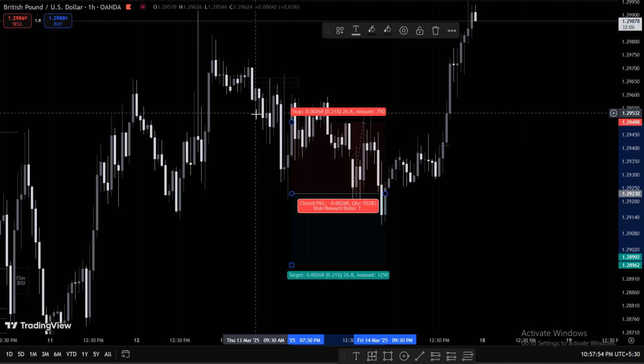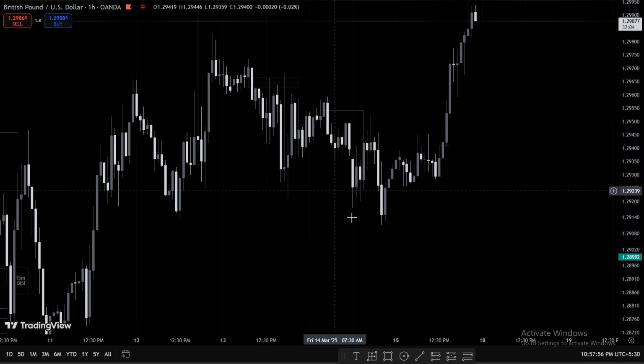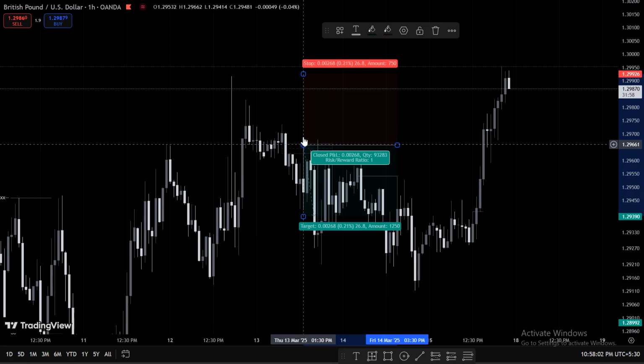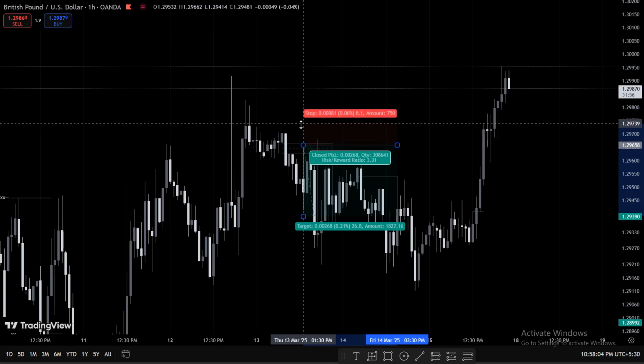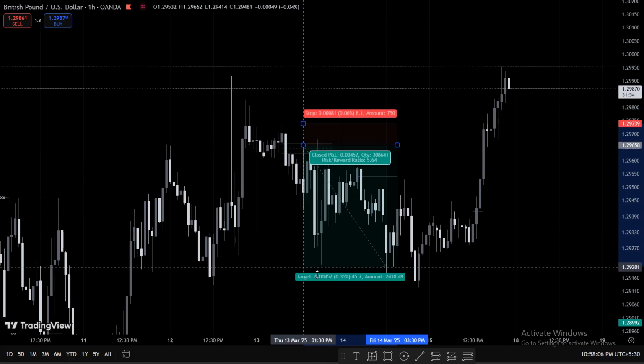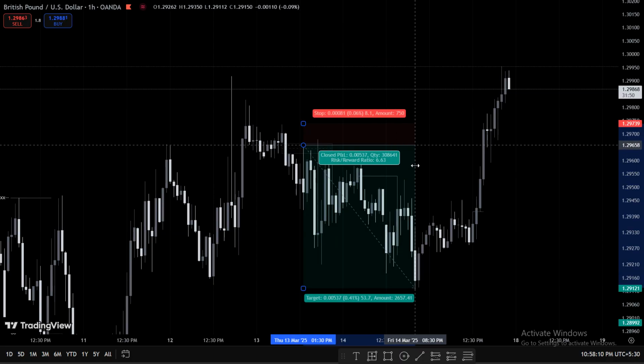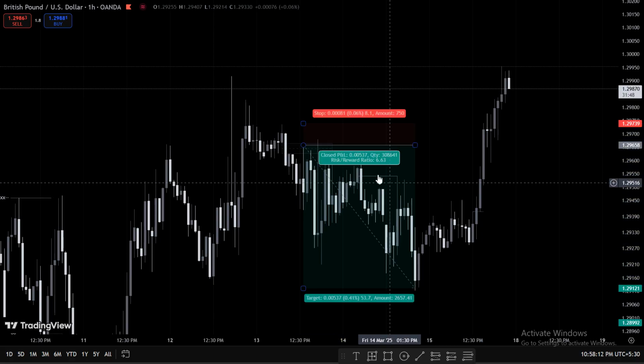Keeping the target, let's say we were to enter here, put our stop loss here and put our take profit at the sell side liquidity. Yeah, this was a very good trade.